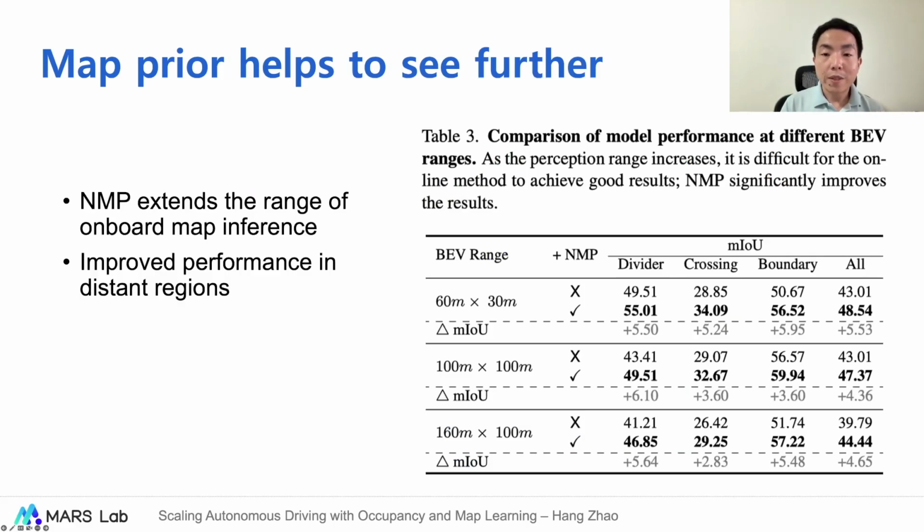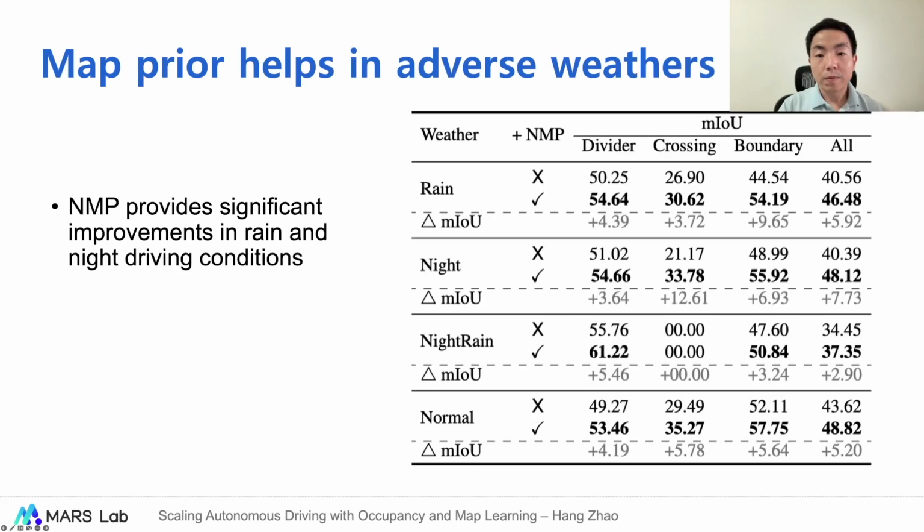According to our experiments, the neural map prior provides advantages such as extending the range of map perception, especially with improved performance in distant regions. The neural map prior also provides significant improvements in rainy and night driving conditions.